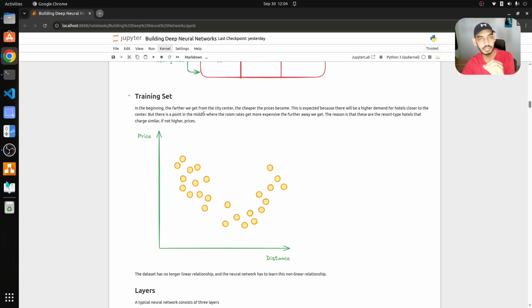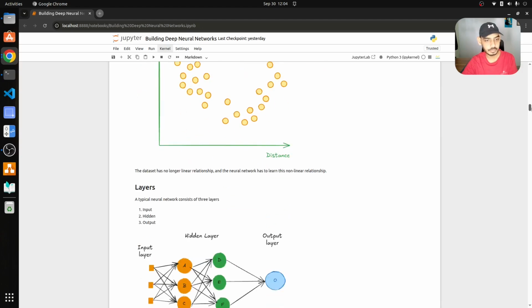But there is a point in the middle where the room gets more expensive the further we get away. The reason is that resort type hotels charge similar if not higher prices. These are hotels which are far away from the city but will also charge similar to the hotels which are closer to the city. So we want to understand this non-linear relationship between these features and the target.